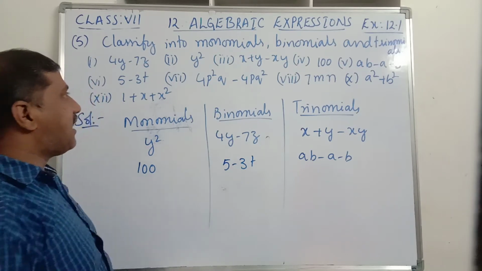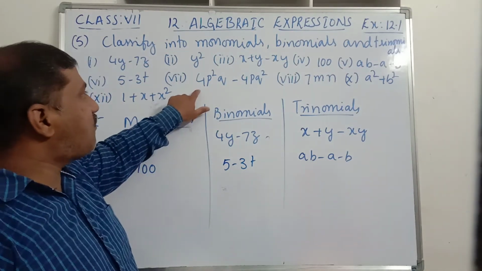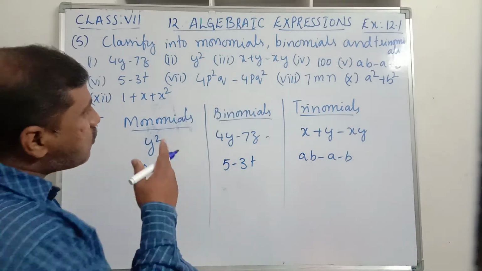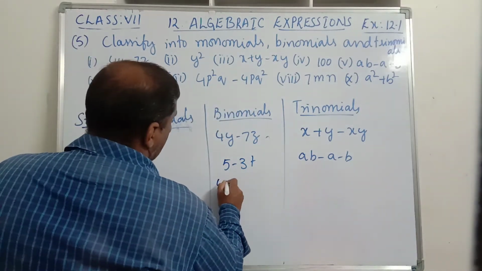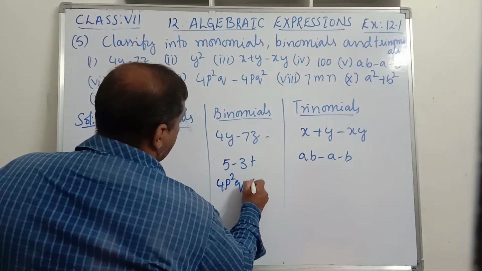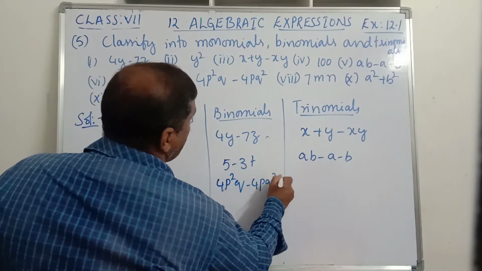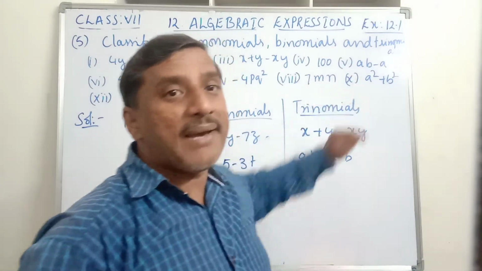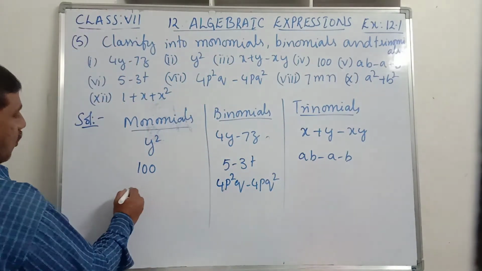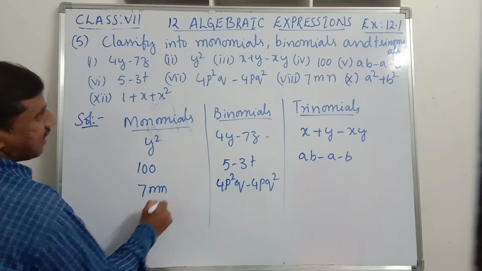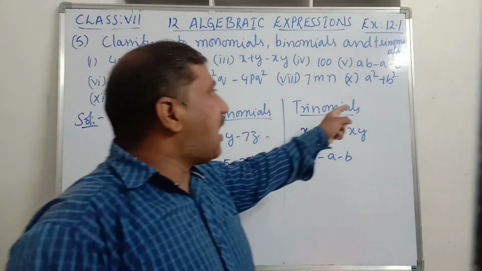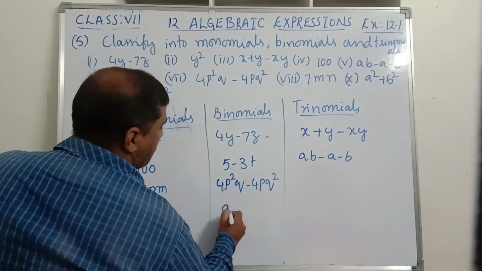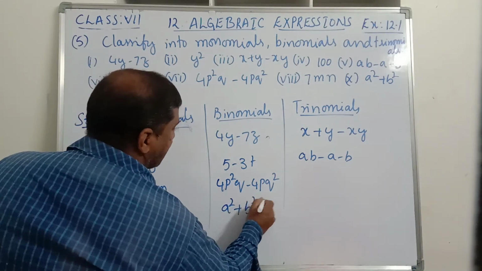5 minus 3t. Seventh question, 4p square q minus 4pq square. 2 terms are there. It is a binomial. 4p square q minus 4pq square. The eighth question, 7 into m into n. 7mn. A single term. It is a monomial. 7mn. Then the 10th question, a square plus b square. 2 terms are there. Therefore it is a binomial, a square plus b square.